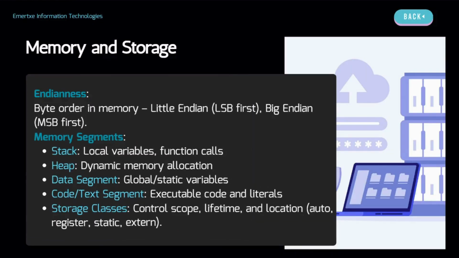Memory and storage discussions helped us understand what happens under the hood. Endianness, like Little Endian and Big Endian, explains how bytes are ordered in memory. We looked at different memory segments, like the stack for local variables and function calls, the heap for dynamic allocation, the data segment for global or static variables, and the code or text segment for executable instructions and constants.